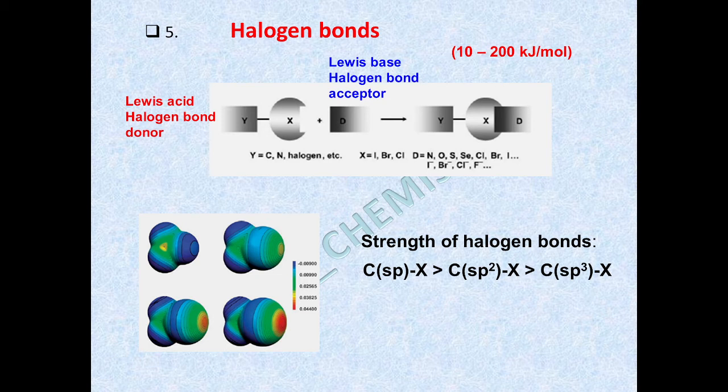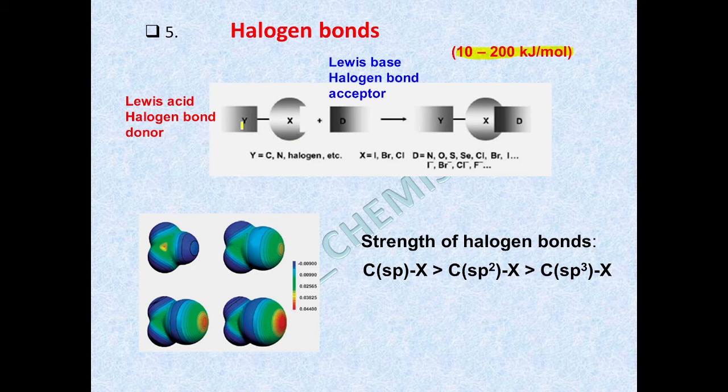Now this bonding can be exploited in areas such as supramolecular chemistry and crystal engineering, and also for the fabrication of liquid crystals. So in that aspect, halogen bonding is very, very important, and the energy associated with such kind of bonding, as you can see over here, is around 10 to 200 kilojoule per mole. So this imparts a good bond.